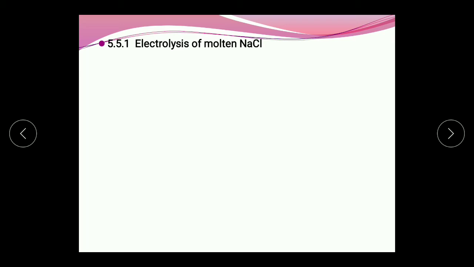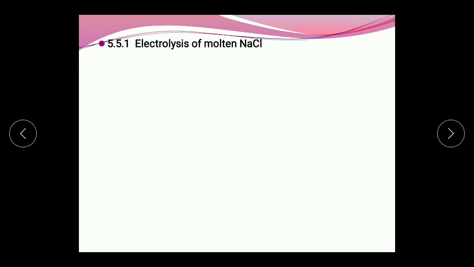Molten means fused. That is, NaCl is melted and converted to liquid state. And when it is in liquid state, it can work as an electrolyte because it will get dissociated into ions such as Na+ and Cl-, which can move from one place to another. So in liquid medium or in fused state, movement is possible. And for that, we always require the electrolyte in liquid state.